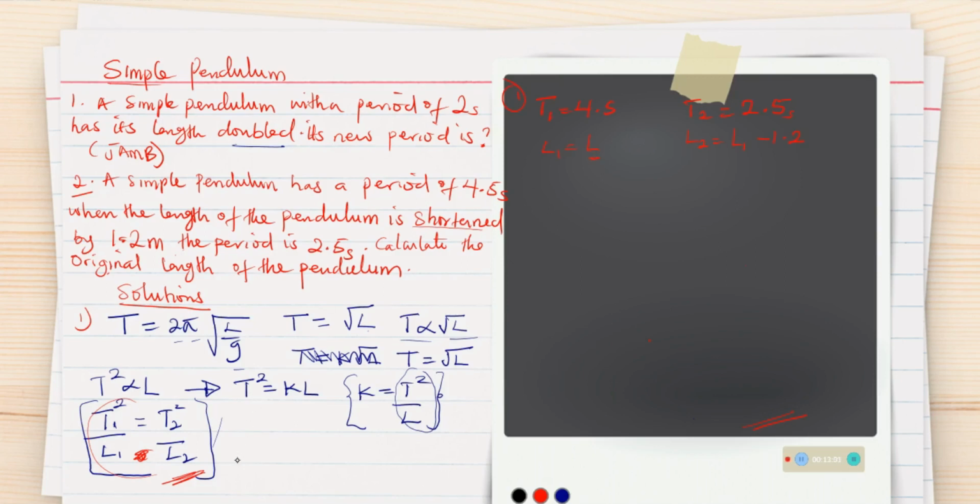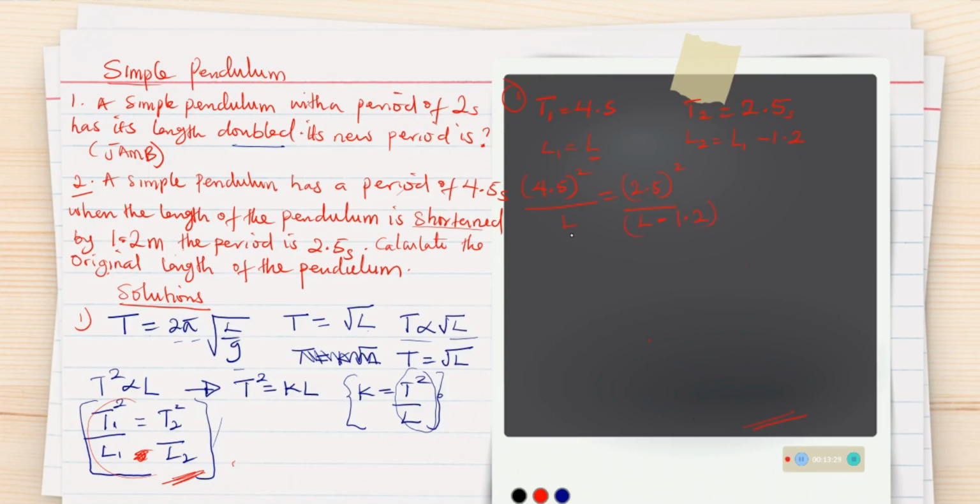Now let's input it here straight up. T1 is already 4.5, so I have 4.5 all squared over, what's my original length, L1? I have it as just L. So T2 is 2.5 seconds, squared, over what's my length here, L minus 1.2.